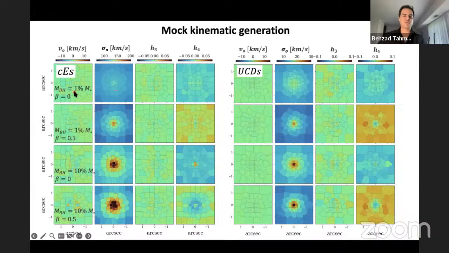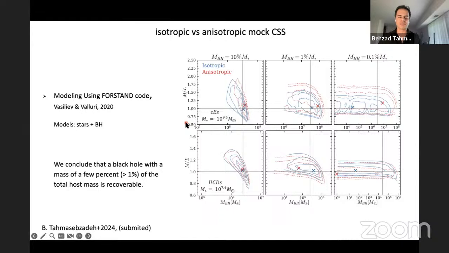But you see, for the 1% black hole, the elevation in the velocity dispersion in the center is really weak. However, still in our model, I will show you we can constrain the black hole even with this slight elevation, but anything below that, it's not possible. So we add noise to these noise-free kinematic maps. We add noise to these kinematics and run our modeling with different kinds of setups.